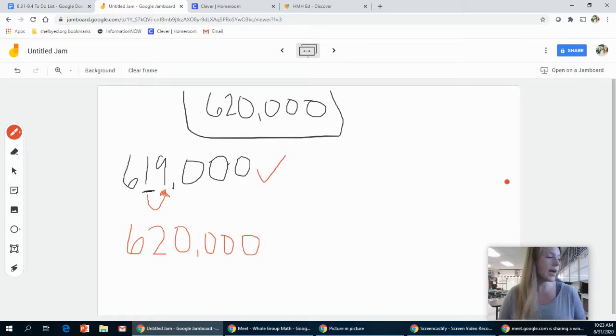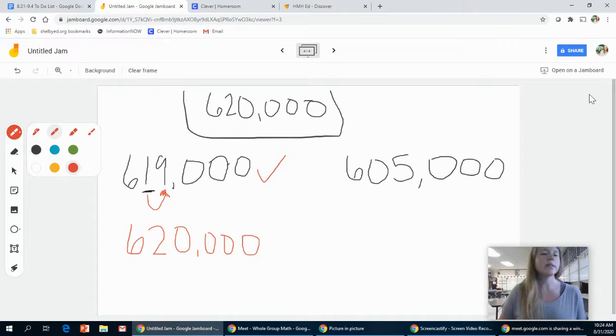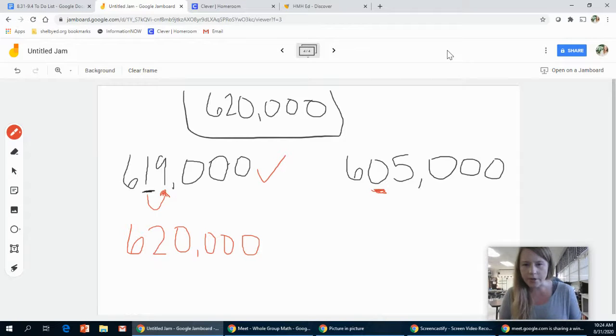All right, next is 605,000. We're still rounding to the 10,000s place. So I'm going to go to the 10,000s place and underline it. Here are my ones, tens, hundreds, thousands, 10,000s. So I've got to figure out if that 0 is going to round up or down. I'm looking at the place next to it, this 5. Is that 5 telling me to round up or down?